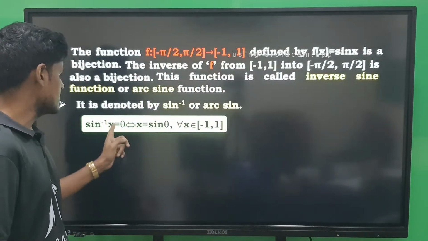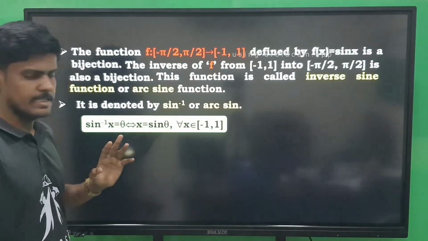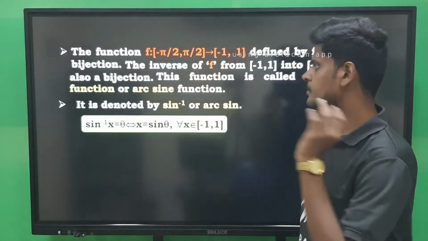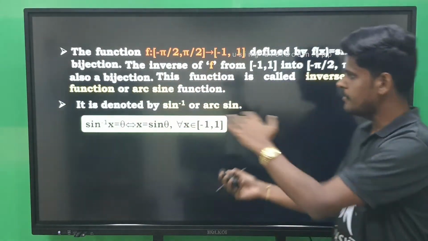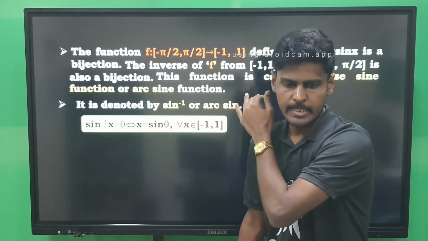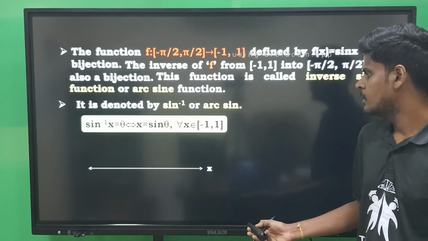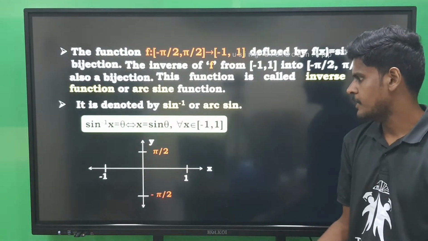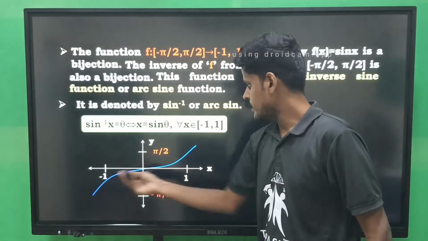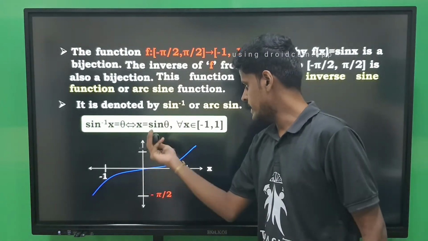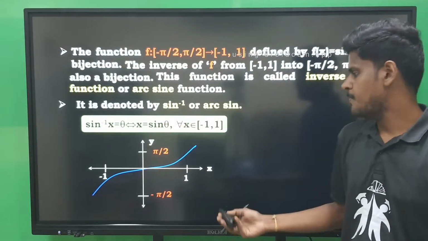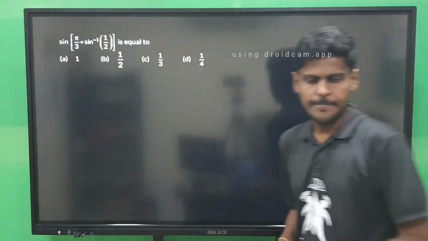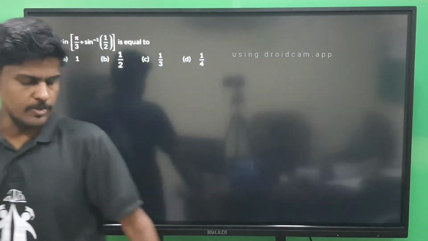So sin inverse x equal to theta. Theta is nothing but angle. It can be either in degrees or radians. Normally we will prefer radians because whenever we plot in graph, it is all in radians. This is the graph of sin inverse of x. So domain is between minus 1 to 1 and range is between minus pi by 2 to pi by 2. For example, we will take one example and try to simplify this.